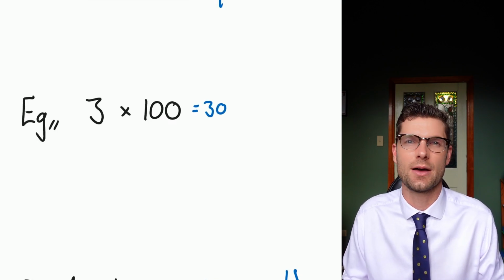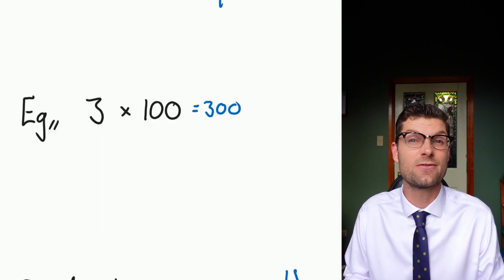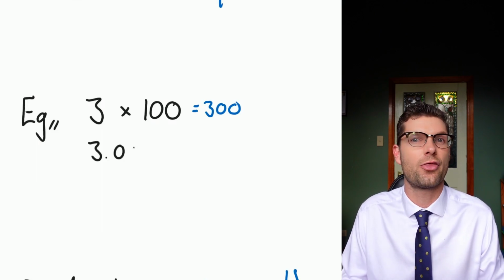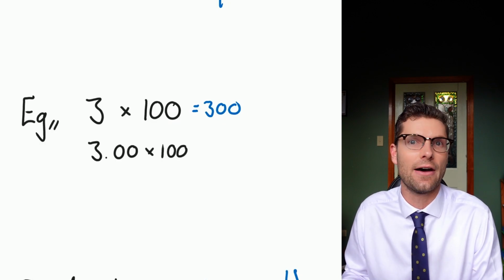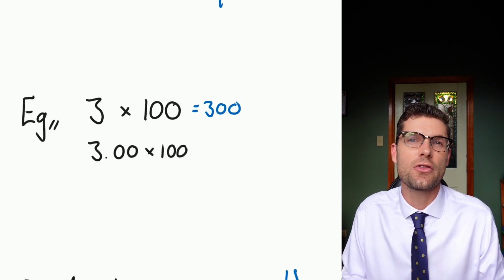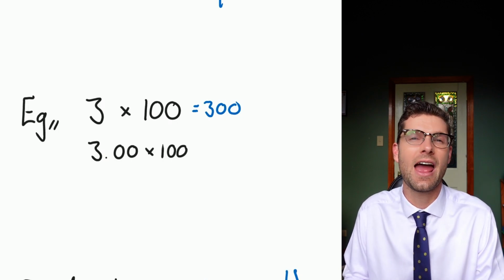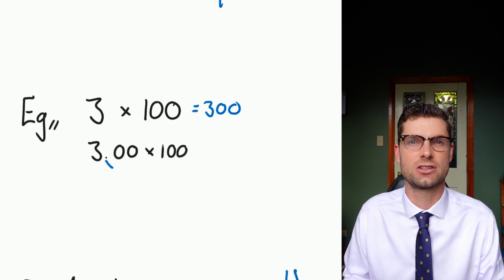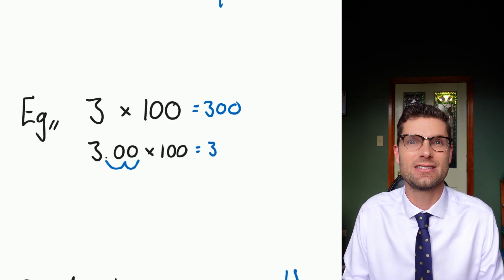So if I've got 3 times 100, I know that that's 300. But if I write this out, instead of just the whole number 3, I write 3.00. These are exactly the same thing. I'm just putting some extra numbers after the decimal point. So that means when I do 3 times 100, I take this decimal point and I can move it 2 positions to the right. So if I go 1, 2, that means my answer is now 300.